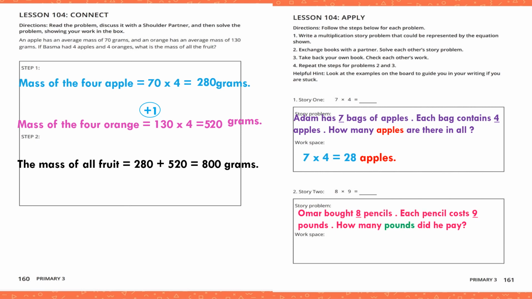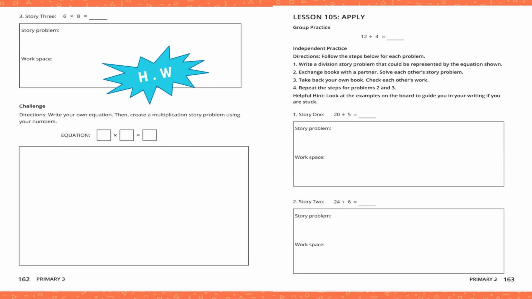The next one. Omar bought 8 pencils. Each pencil costs 9 pounds. How many pounds did he pay? To know the number of pounds that he paid, we will multiply the number of pencils he bought by the cost of each one. So 8 times 9 will be 72 pounds. Now you will solve this page as a homework.